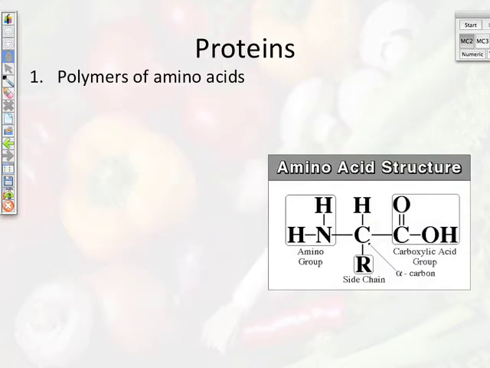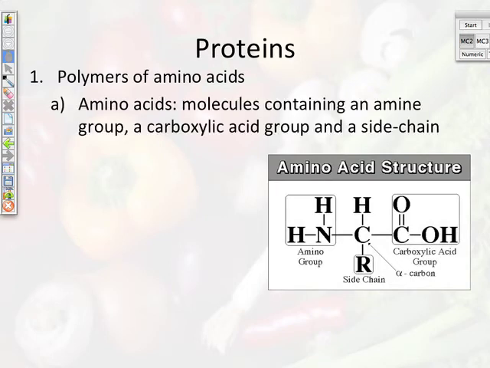Okay, then we've got our proteins. Those are polymers of amino acids. We know amines are dealing with nitrogens. An amino acid is a molecule containing an amine group, carboxylic acid group, and a side chain. And it's really essential to get these amino acids into our body because our body doesn't create them on its own. So it's essential that we're getting proteins in our diet.